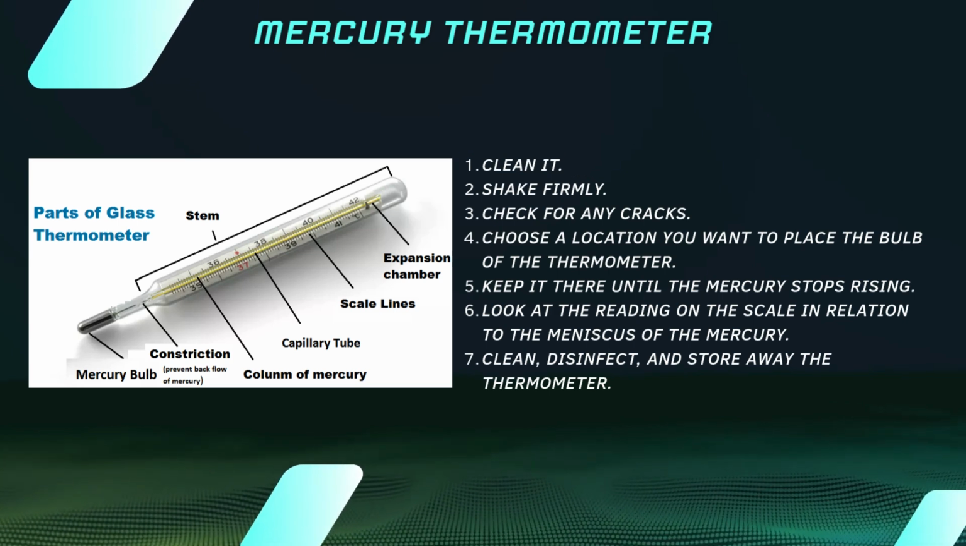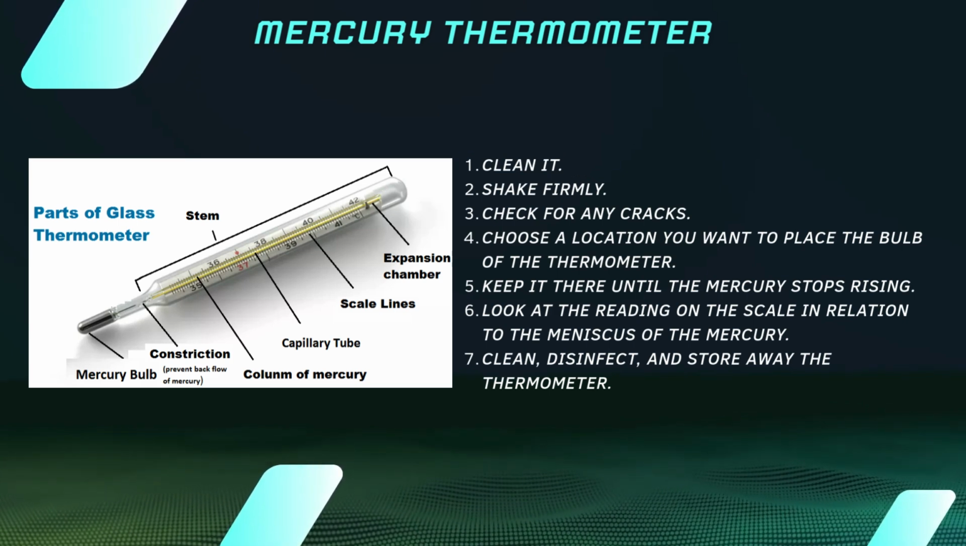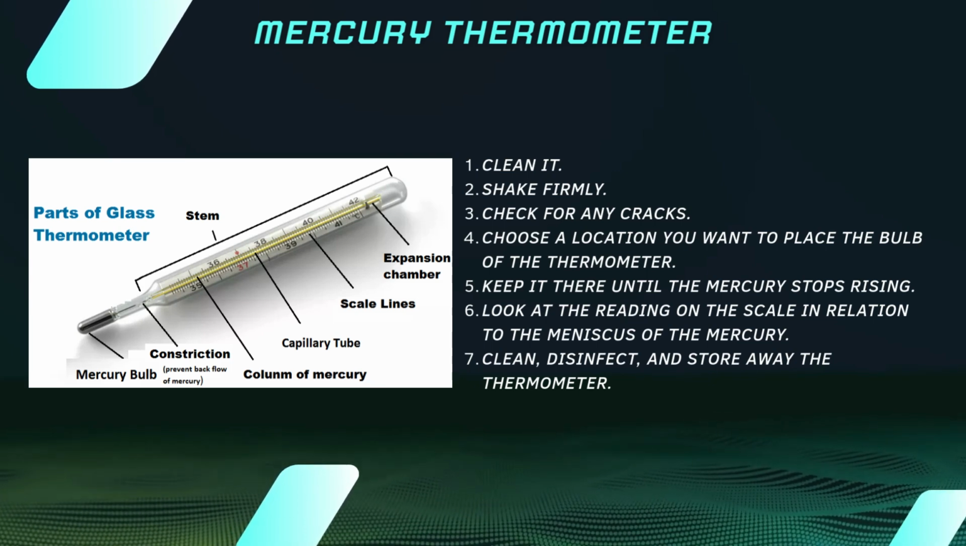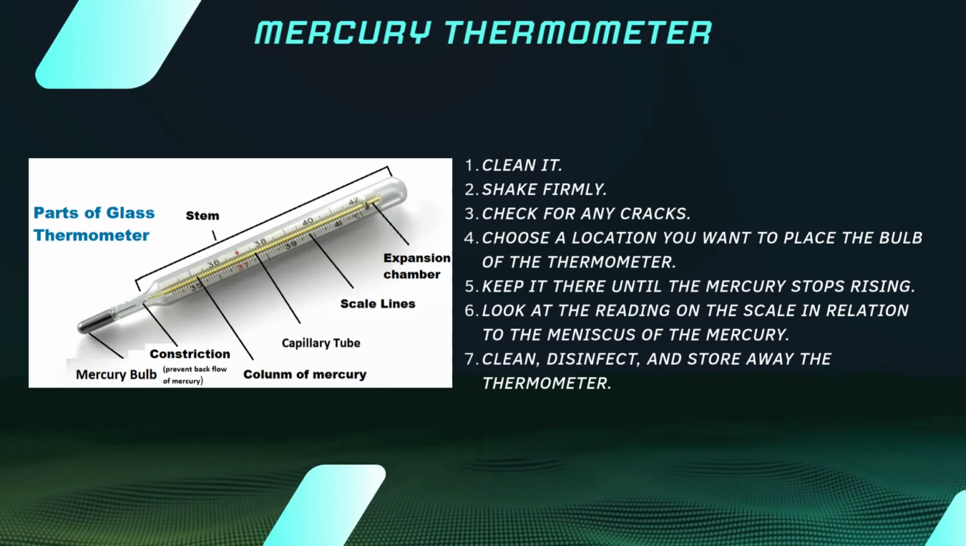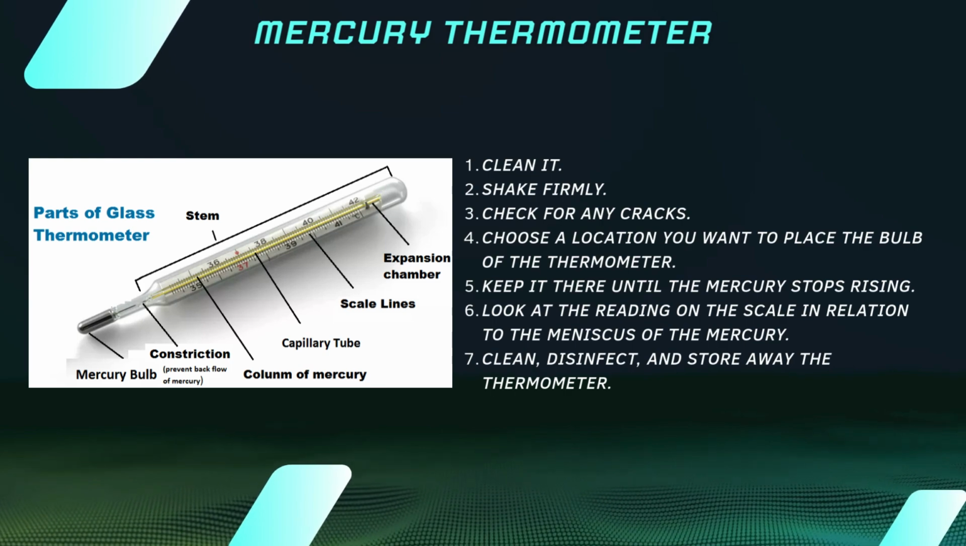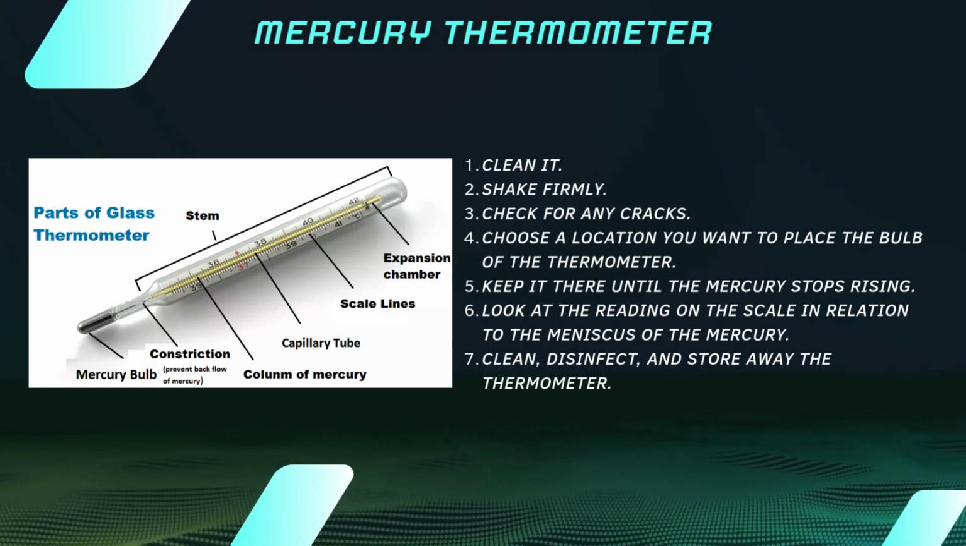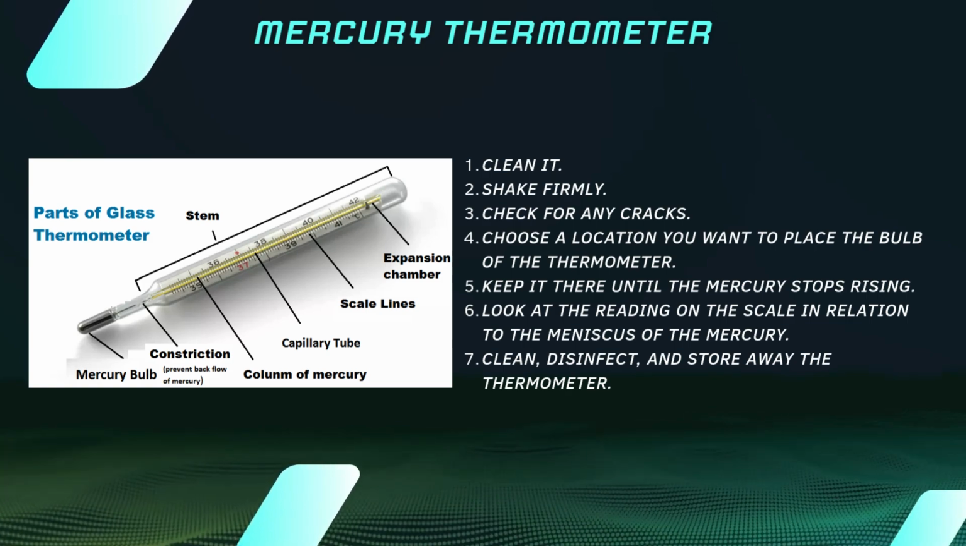After all this, choose a surface or the center of the substance where you want to place the bulb of the thermometer. Keep the bulb in that position until you see the mercury in the capillary tube stop rising. Read the temperature on the scale relative to the location of the meniscus of the mercury. Once you are done, clean and disinfect the thermometer as well as store it away safely.